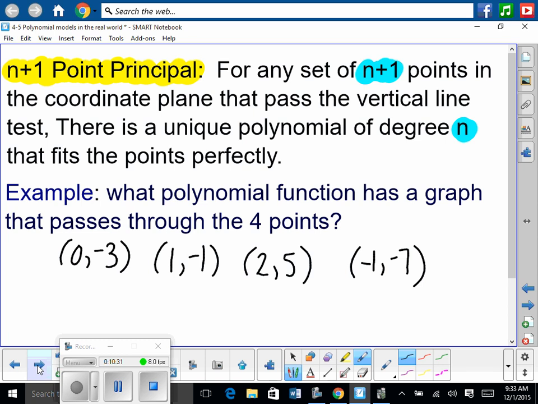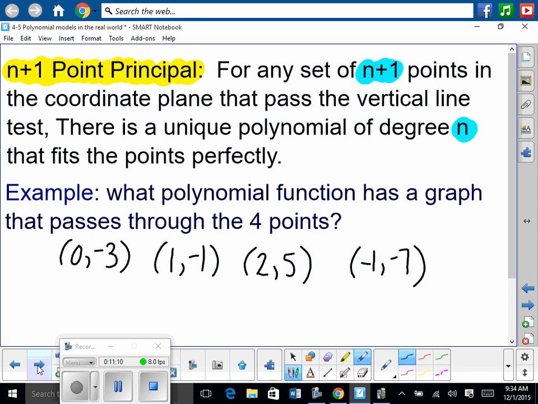Okay, first thing you have to know is the n plus 1 point principle. For any set of n plus 1 points in the coordinate plane that pass the vertical line test, meaning it has to be a function, which we're not going to give you anything that's not a function, that qualifies it to be a function. So if we have a set of points, there's a unique polynomial of degree n that fits the points perfectly. Once again, if you have a set of points, there is a polynomial that fits the points perfectly. Now the n plus 1 point principle: if you have n plus 1 points, then it's degree n.